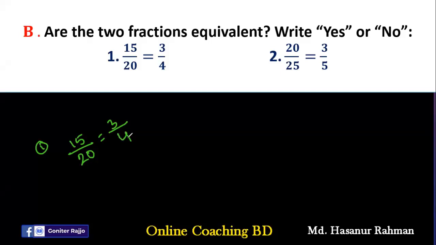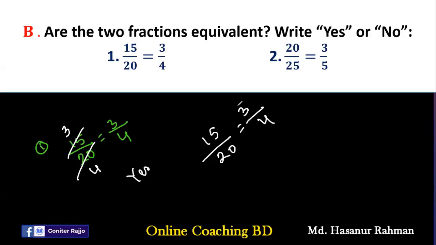We can solve it in two different ways. Look. If we divide 15 and 20 both by 5, then 5 3s are 15 and 5 4s are 20. So that is 3 by 4. So that one is an equivalent fraction. No problem. And if we look at it this way, if we multiply this 3 by 5, it will be 15. 4 by 5, it will be 20.